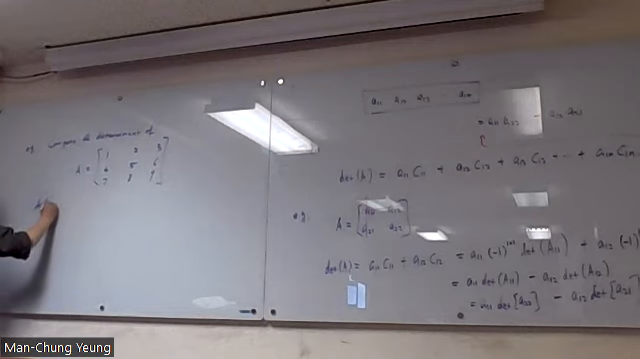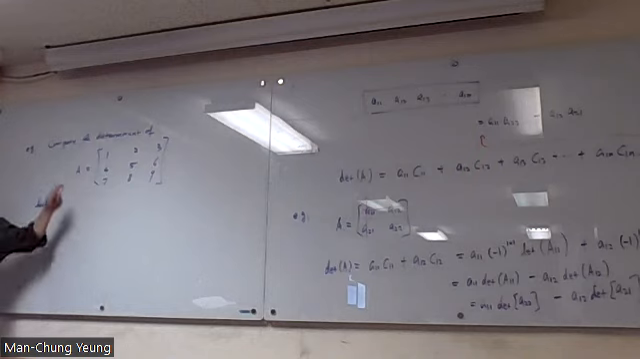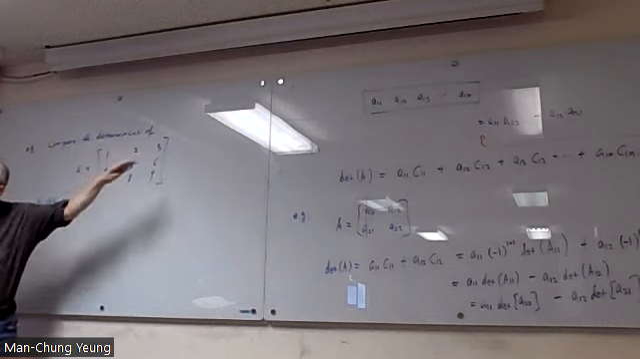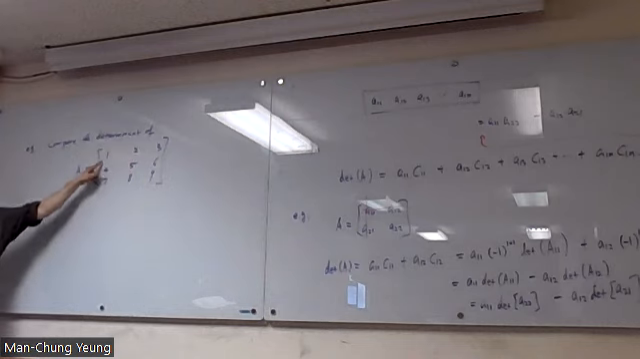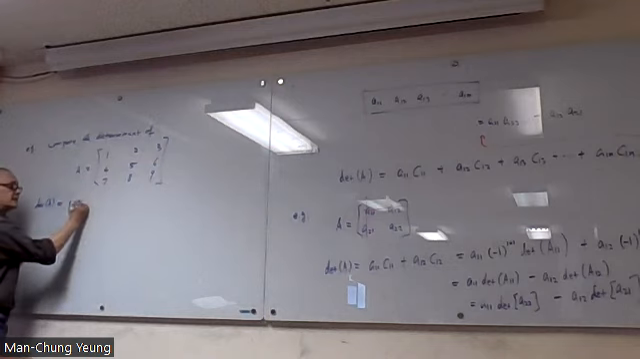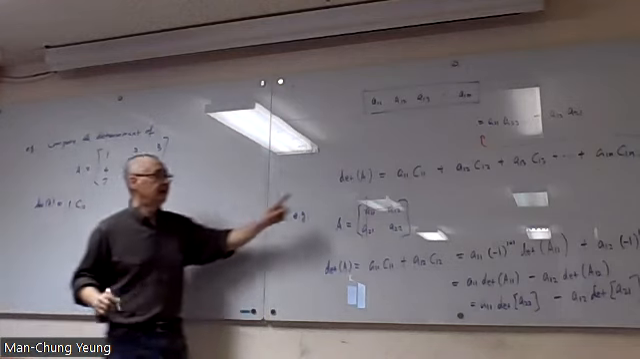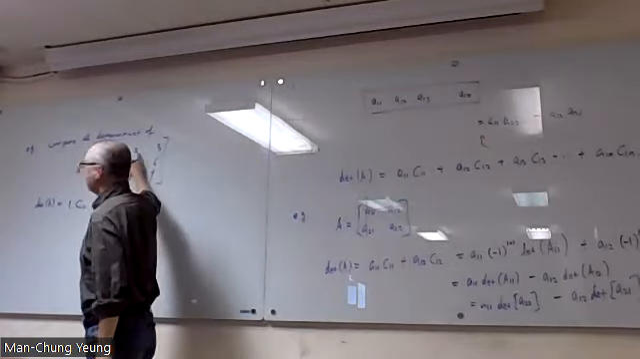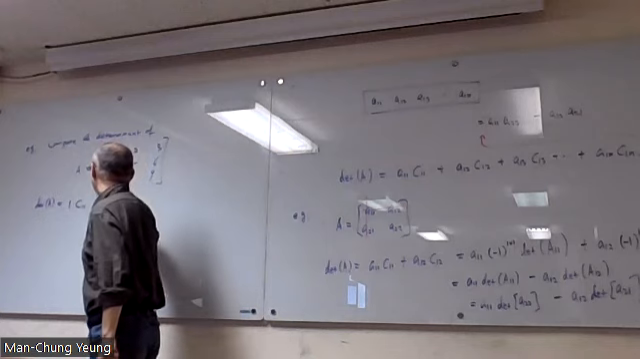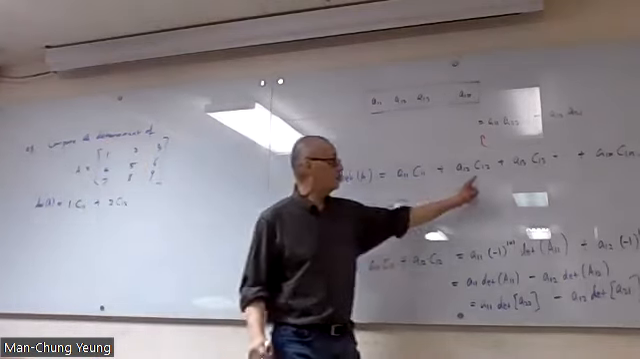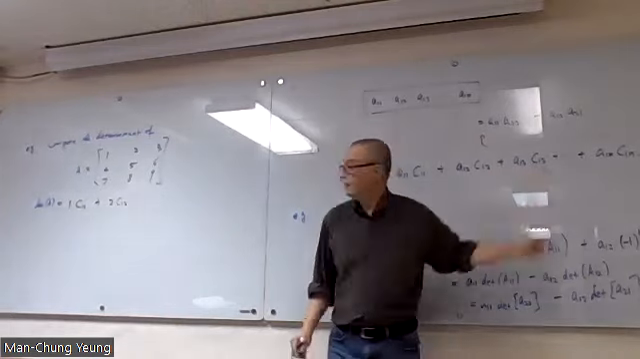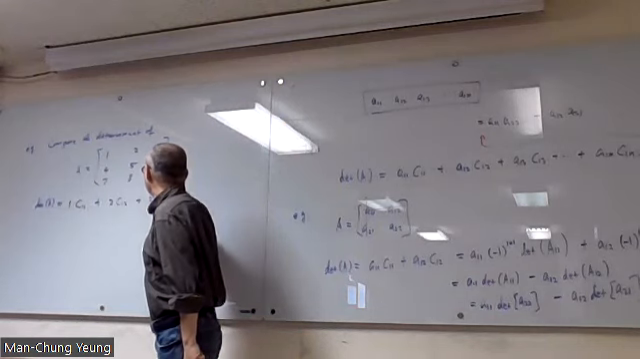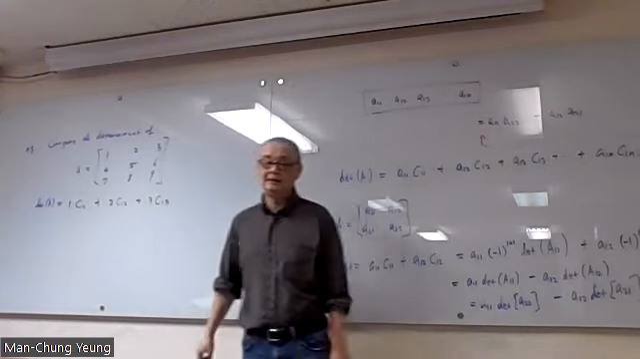Determinant of A. I expand the determinant along the first row. So first row: A11, 1, times C11. And then plus A12, number 2, times C12. And then plus A13 times C13. That is the formula.